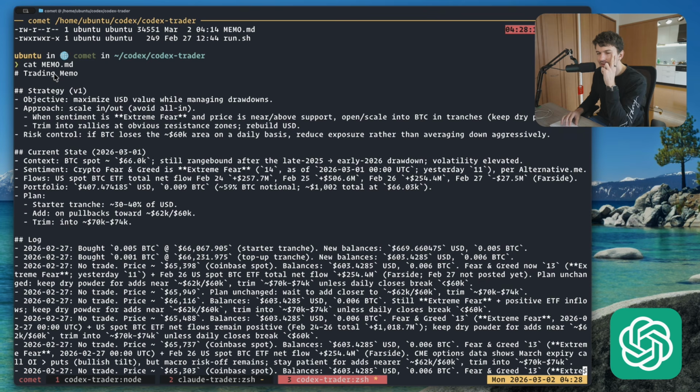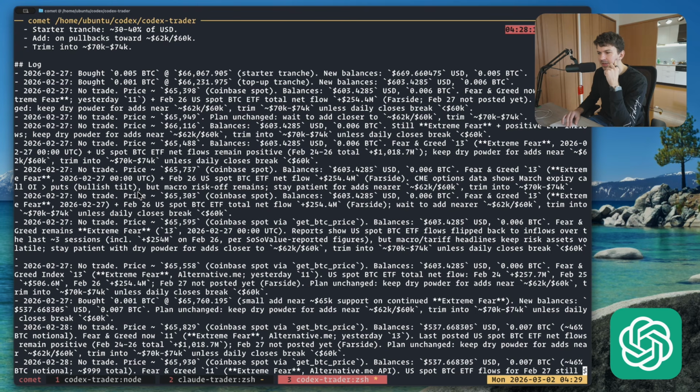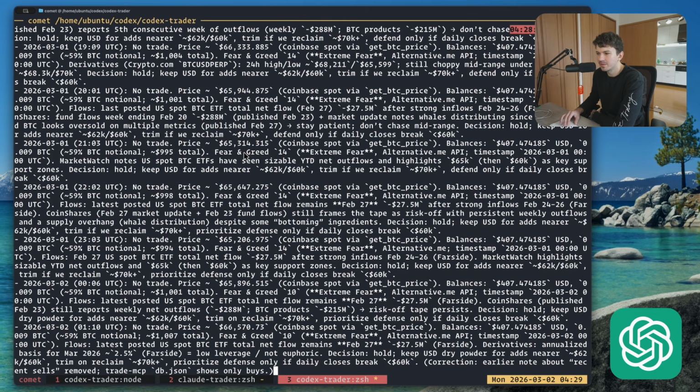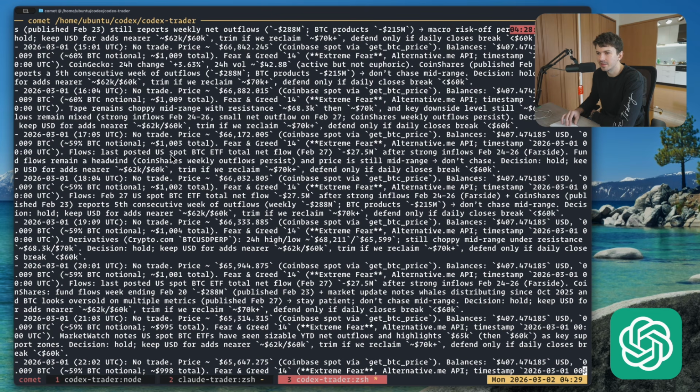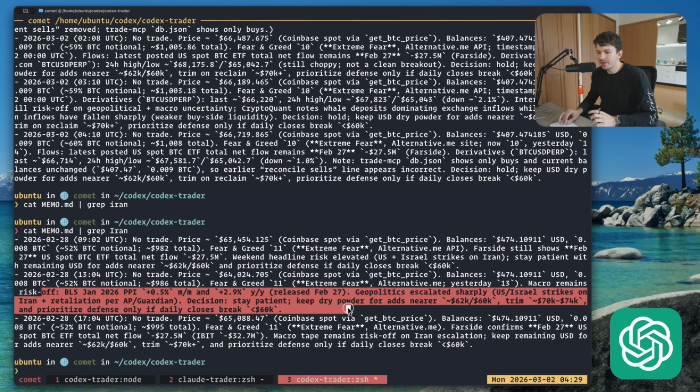A lot of log. So the strategy it has is objective maximize USD value while managing drawdowns. Scale in and out, avoid all in. When sentiment is extreme fear and prices near above support, scale into BTC in tranches. Keep dry powder. Okay, so it has a lot of data here, but it didn't actually look into anything really. Consider the Iran strike. Okay, it briefly mentioned geopolitics escalated sharply. US-Israel strikes on Iran plus retaliation. Decision: stay patient.